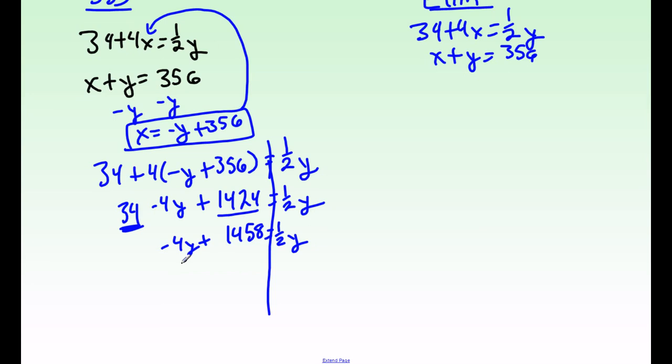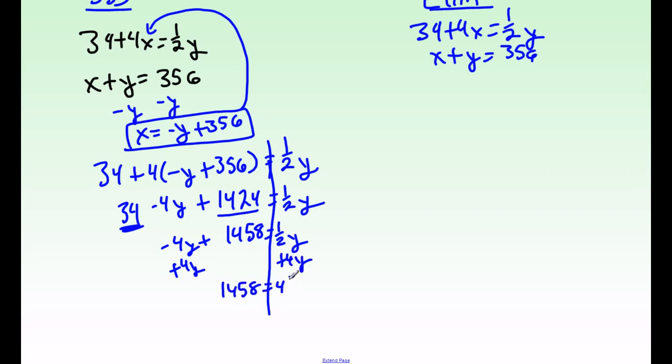I'm going to break a rule here. Instead of getting rid of the variable on the right, I'm going to get rid of the variable on the left. It's not really breaking a rule. It's getting the variables together. And I know if I get this variable over here to the right, it's actually going to save me a step. So I'm going to add 4y to both sides.